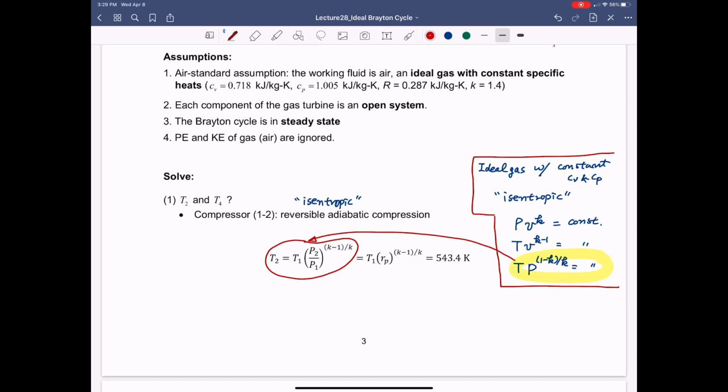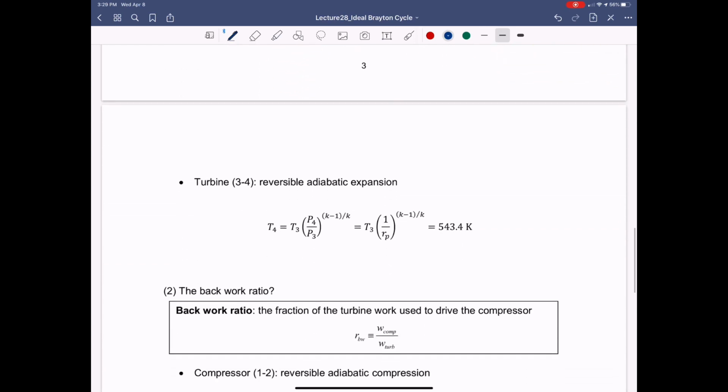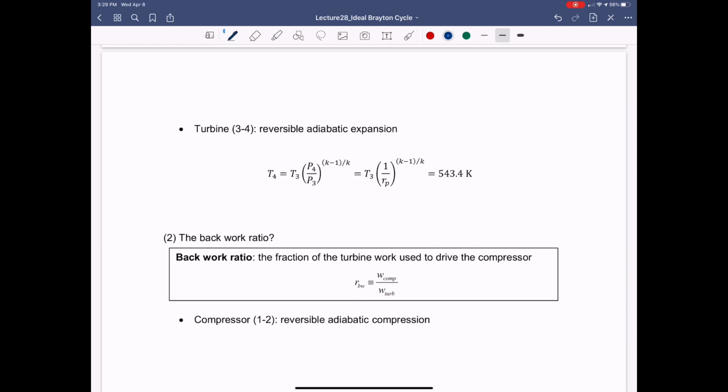From this equation, now T2 can be calculated by the temperature at 1 that is given and the pressure ratio between point 1 and 2. And we already know what this value means. That is the pressure ratio, RP. So by knowing the pressure ratio and the temperature at state 1, we can calculate the temperature at 2, which is given as 443.4 Kelvin. Then how about the temperature at 4 after the expansion process?